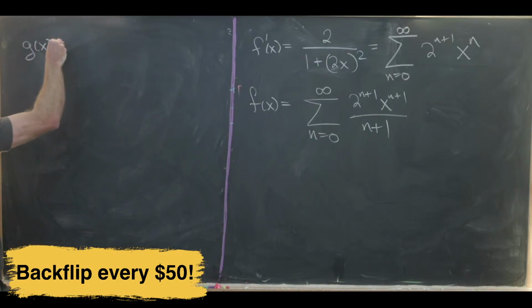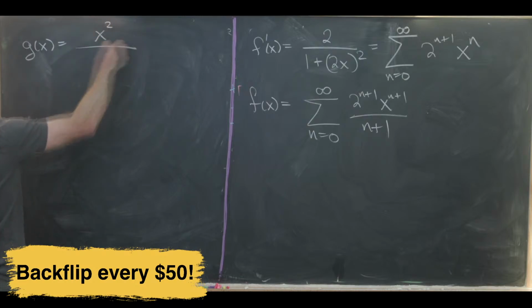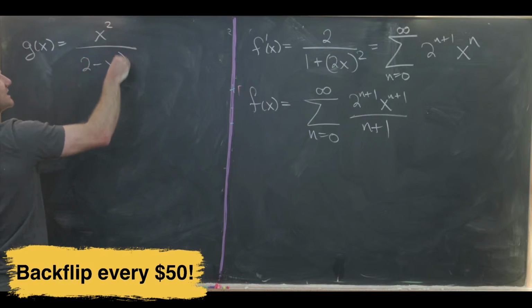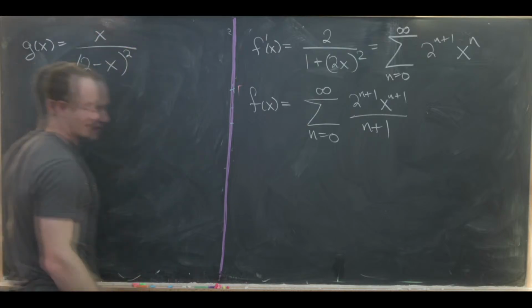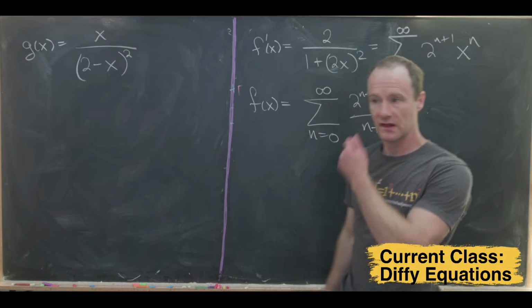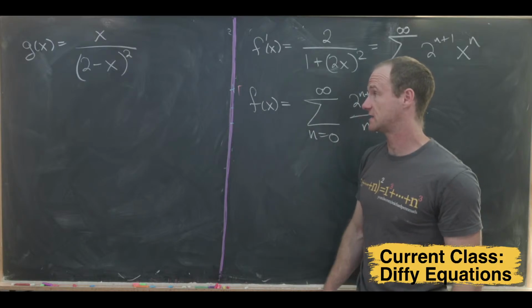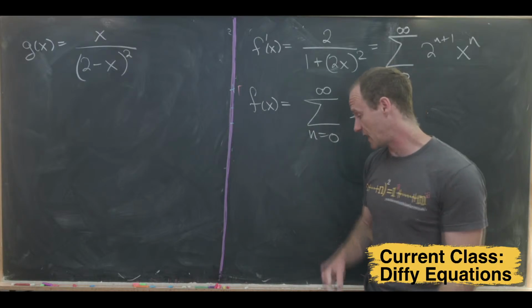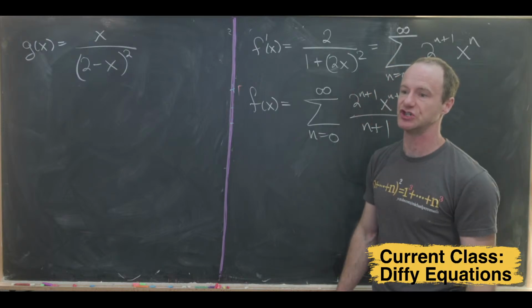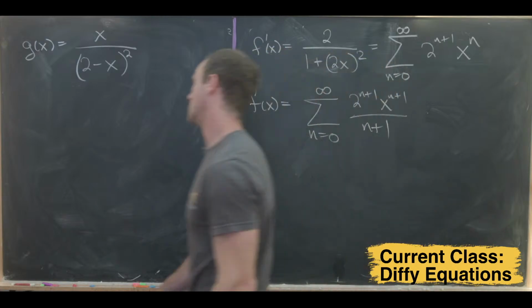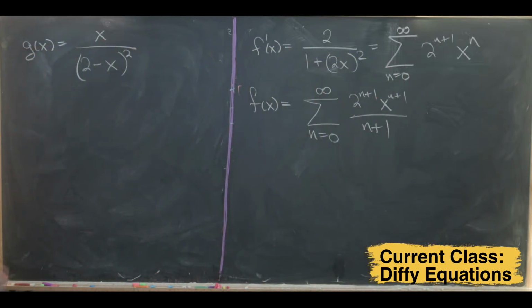g of x equals x squared over 2 minus x, actually let's say just x over 2 minus x squared. So we have something like that. Now we're going to play the same game. We're going to manipulate known power series, in fact really just geometric series, to get us to the right picture.